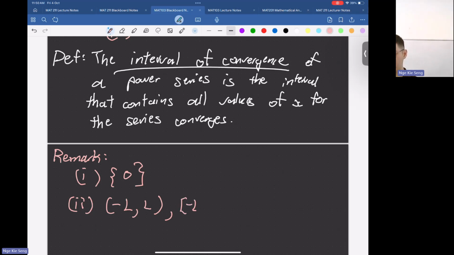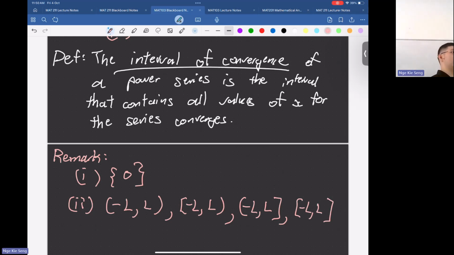So either open on both sides, half closed on the left, half closed on the right, or closed on both sides. Remember just now we checked the two endpoints. If it converges, then we include it in. And then the last one is just R, or sometimes you write negative infinity to infinity, like that.